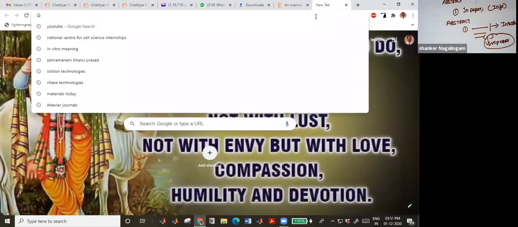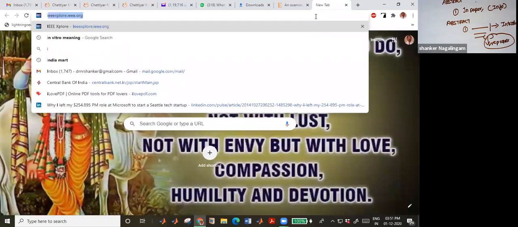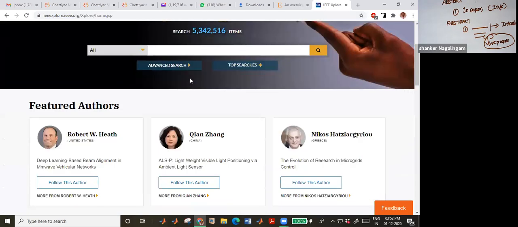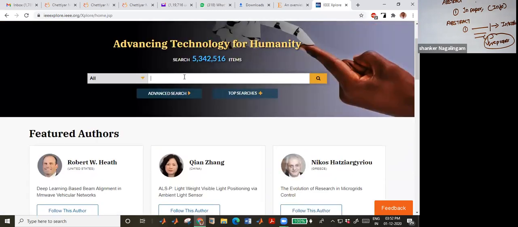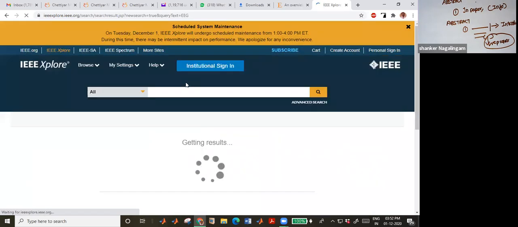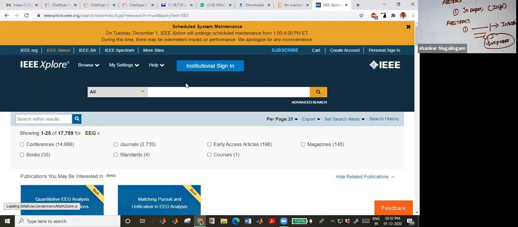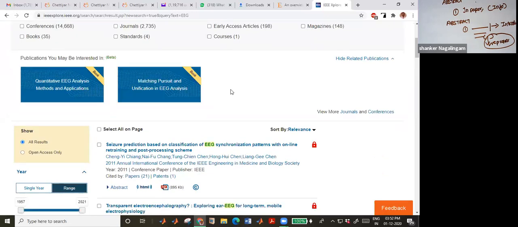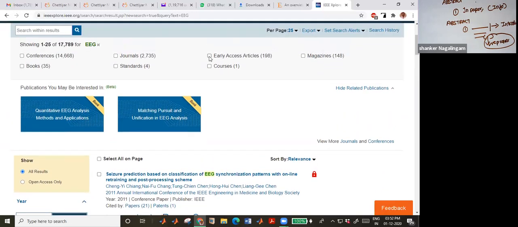Now I'll go to a standard paper. Is that from IEEE? Because for IEEE, you have to take only the standard papers, and nowadays IEEE standard papers are given as open source. So I'll take one paper from EEG, an EEG sensor paper. When you download, please don't download conference papers, and download only the latest papers. In that, you can click on early access.